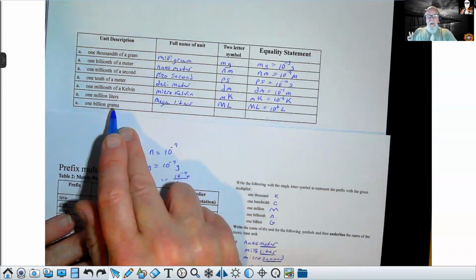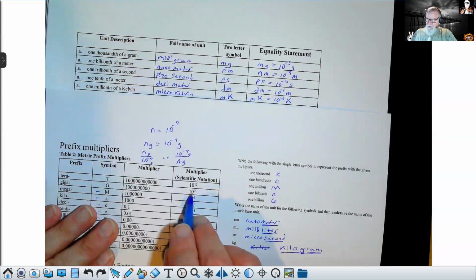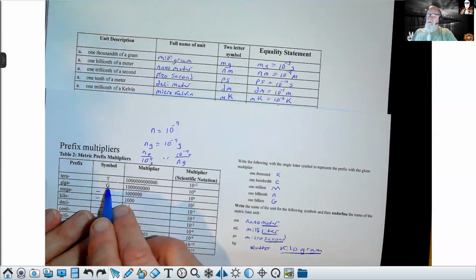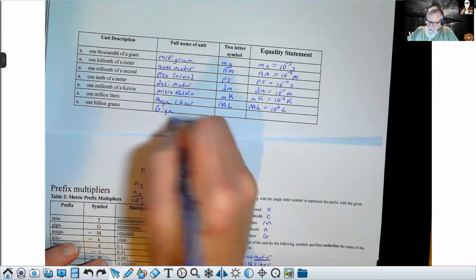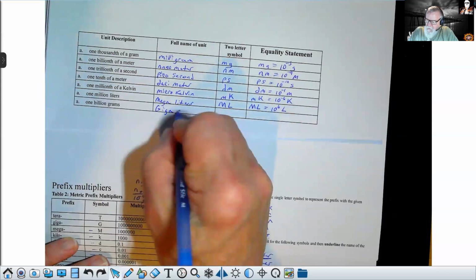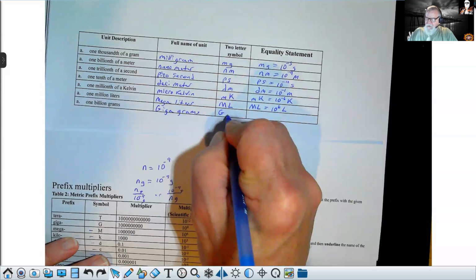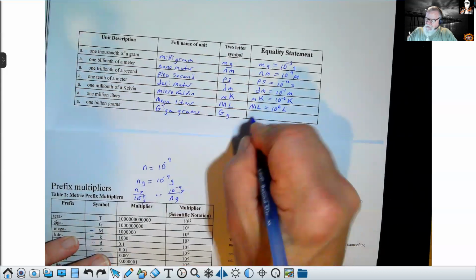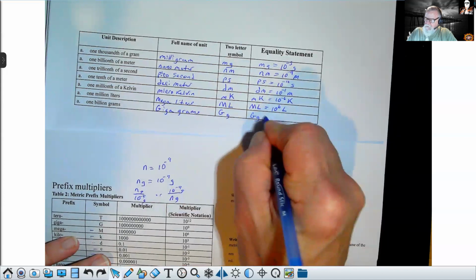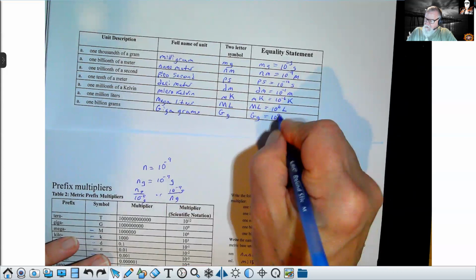1 billion grams. That's a big number. 1 billion is 10 to the 9. So that's a giga. Okay. So giga, and then grams. So capital G, small g. Gg. There we go. So Gg is equal to 10 to the 9 grams.